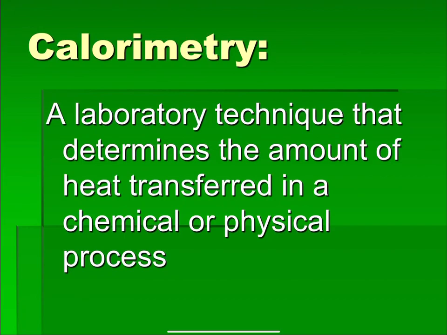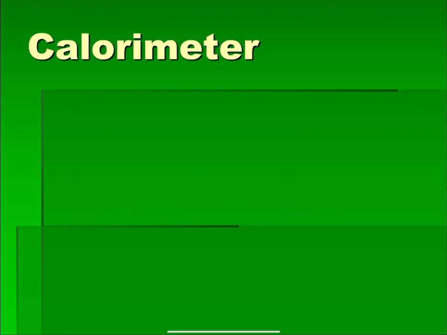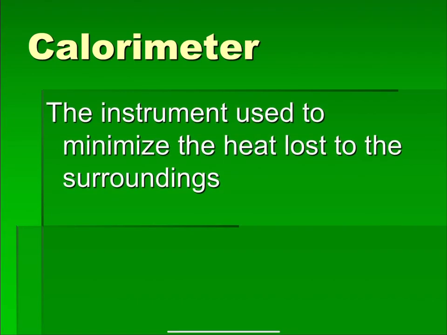So calorimetry is a laboratory technique that determines the amount of heat transferred in a chemical or physical process. If you were to do this in a lab setting, and you'll see that we will do this lab, you can use the specific heat of a material to identify it and see what it's made up of. So that's what we're going to do: you're going to watch a video of the lab to see this process.